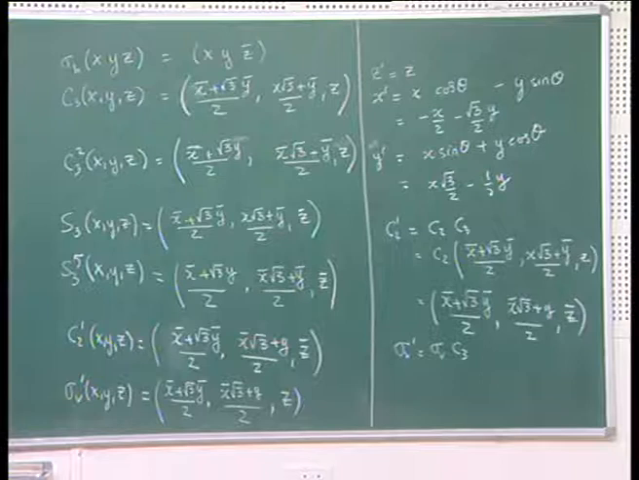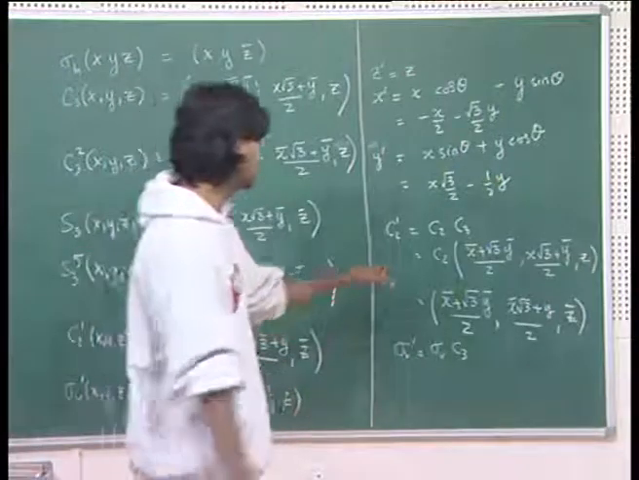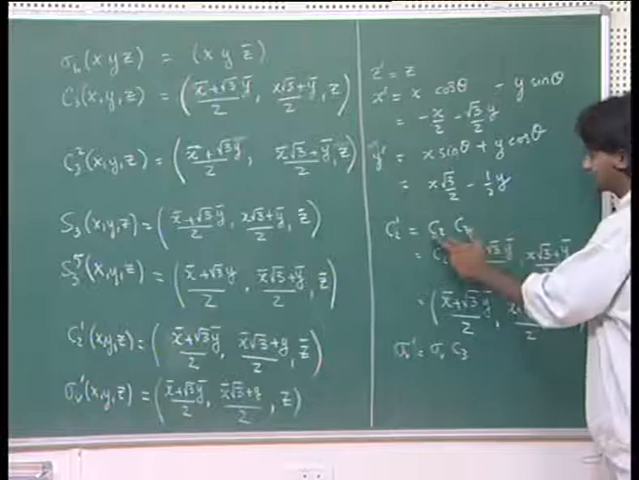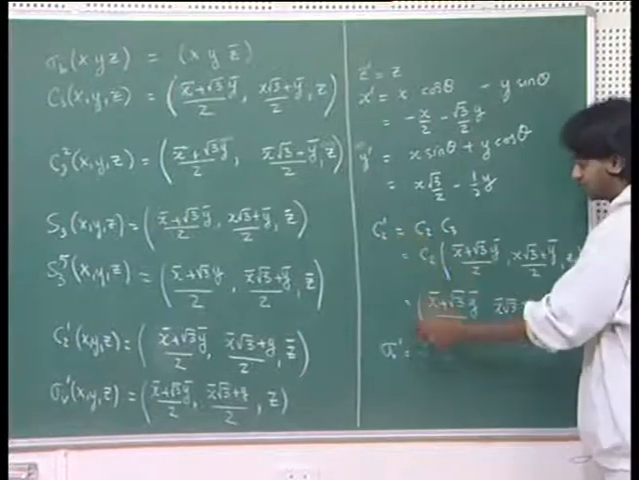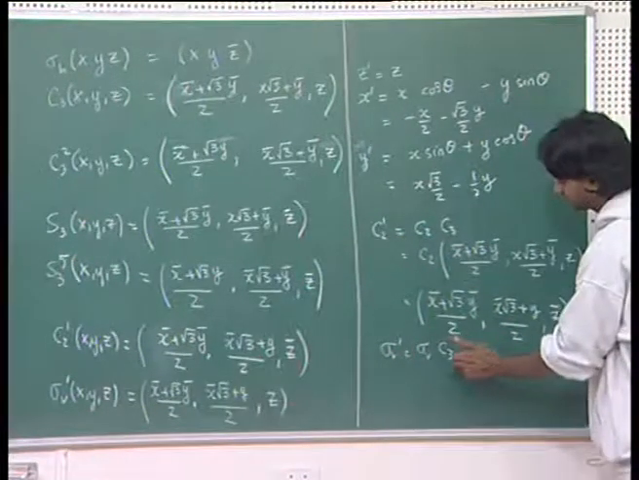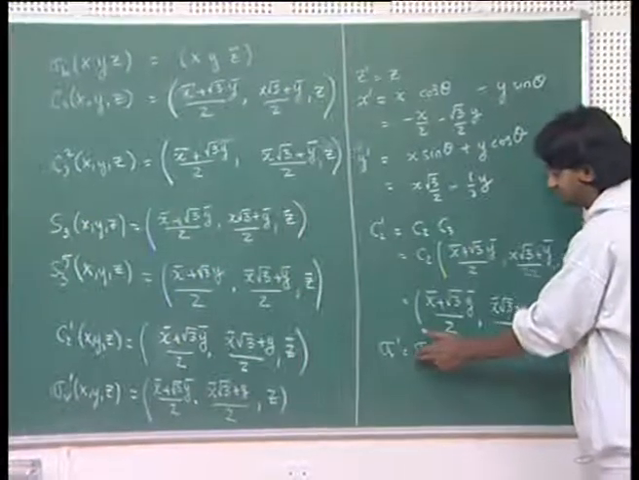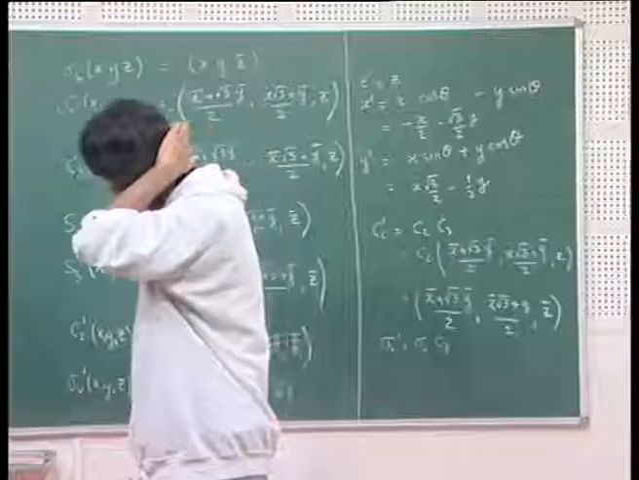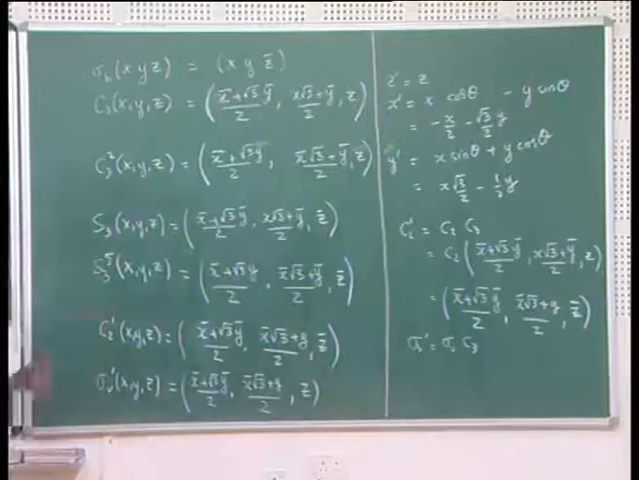And very easily you can evaluate sigma v double prime. C3 square followed by C2 will give me C2 double prime, and similarly C3 square followed by sigma v will give me sigma v double prime. Okay, so in this way you can represent all the operations.